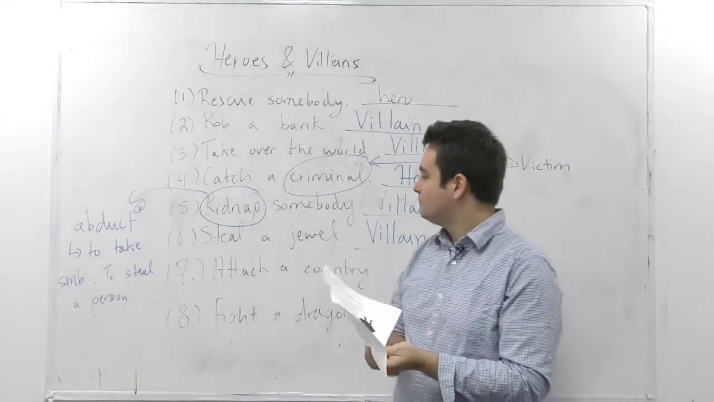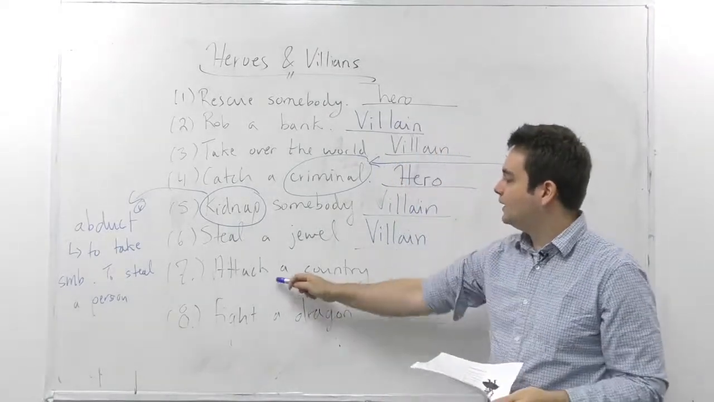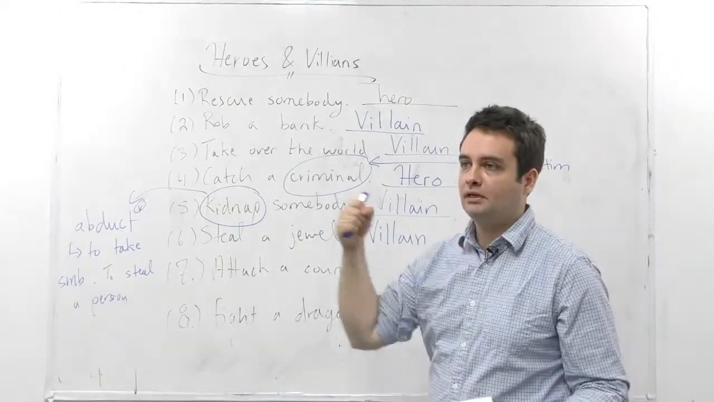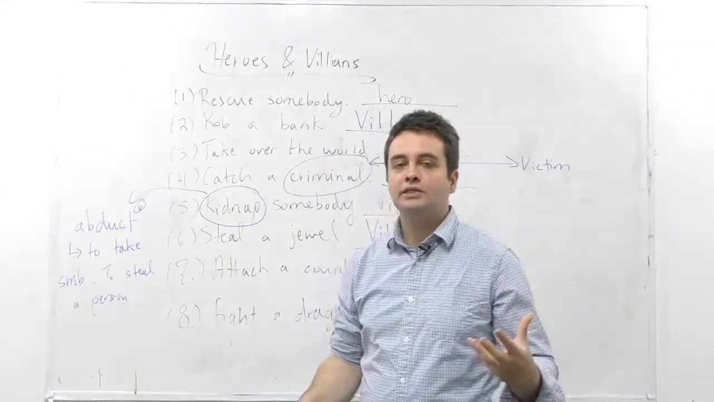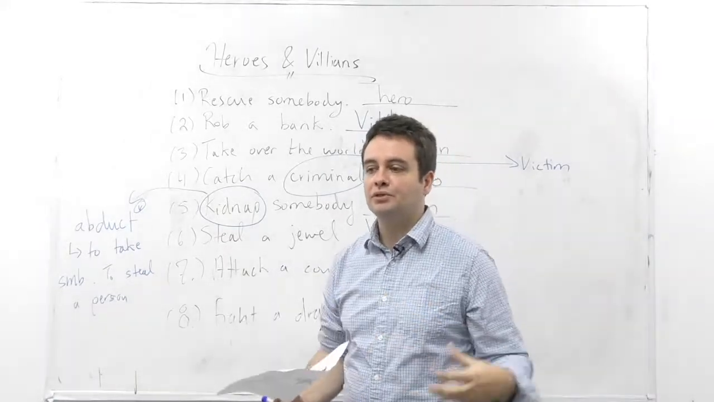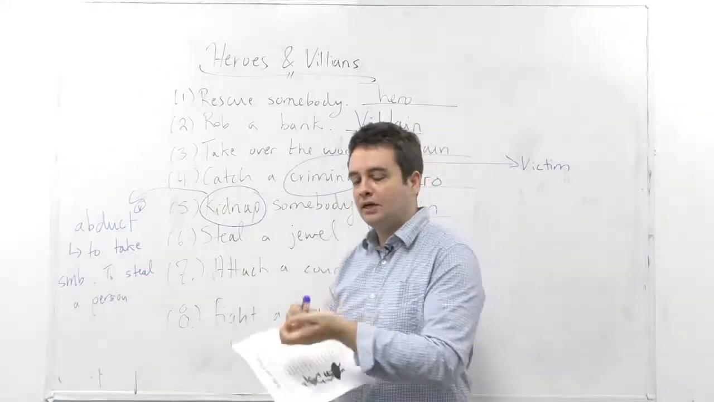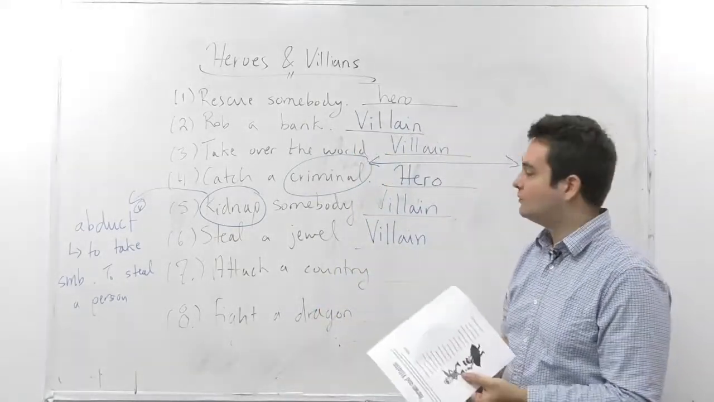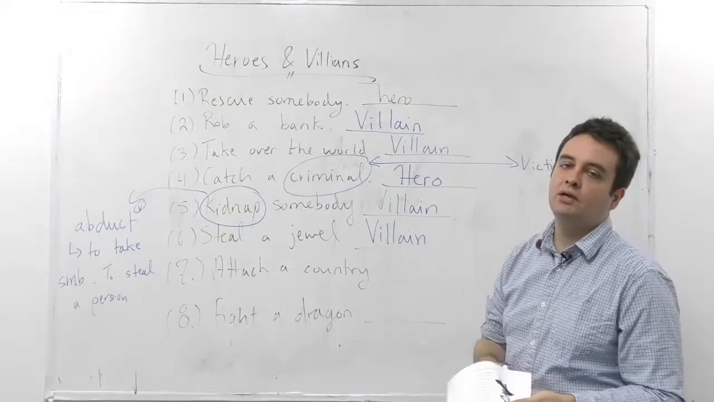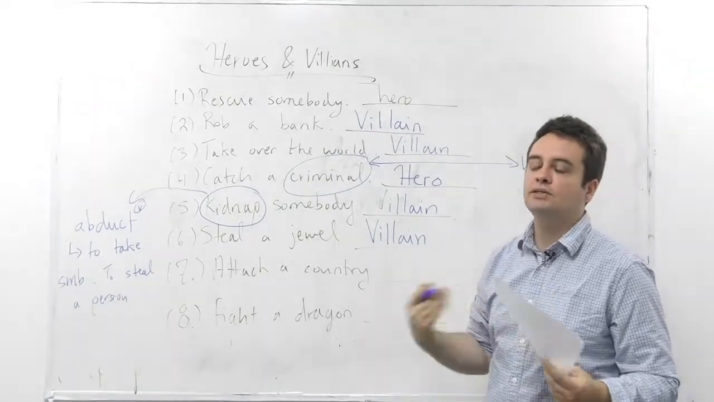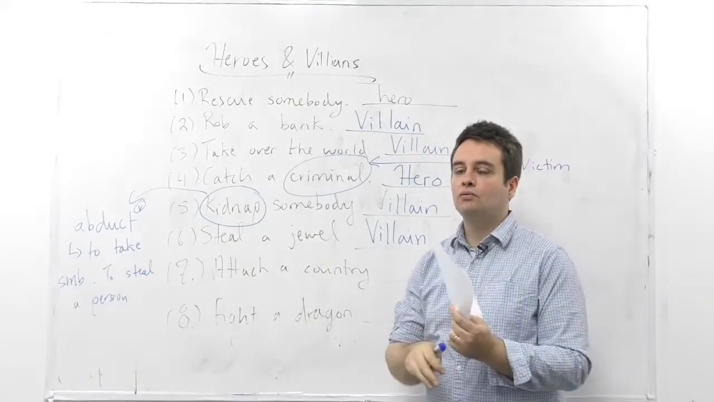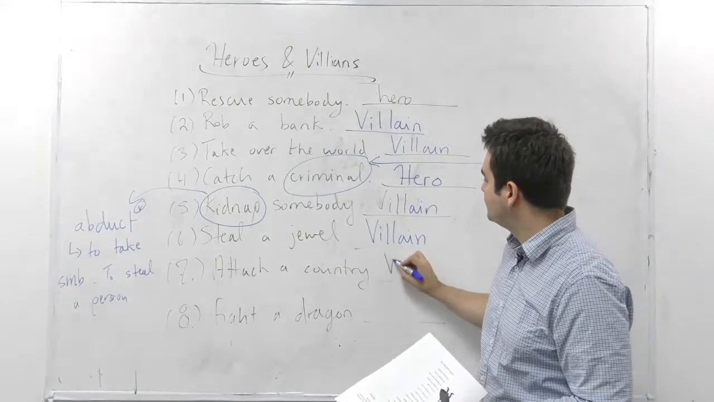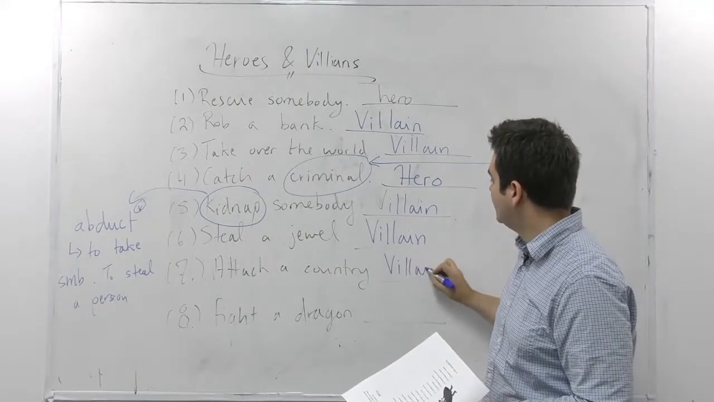Okay, next one is also really, really simple. Attack a country. Who is attacking a country? Maybe they get a group of soldiers or evil guys and they get together and boom, boom, boom, and they're attacking a country. Who does that, right? Of course, bad people do that. Heroes don't attack countries. They don't attack anybody, right? They defend the weak. They defend the innocent. So attack a country, this is obviously a villain.